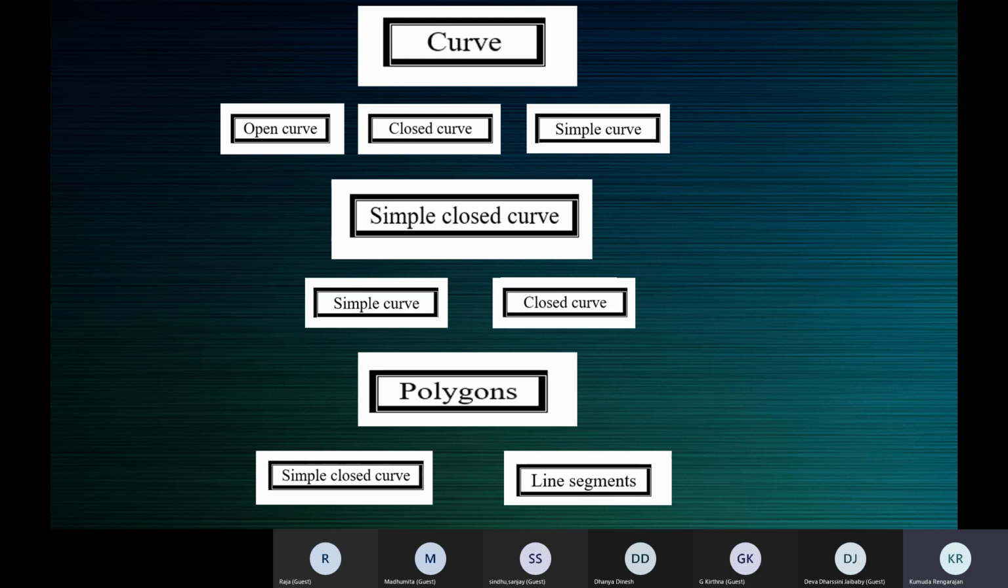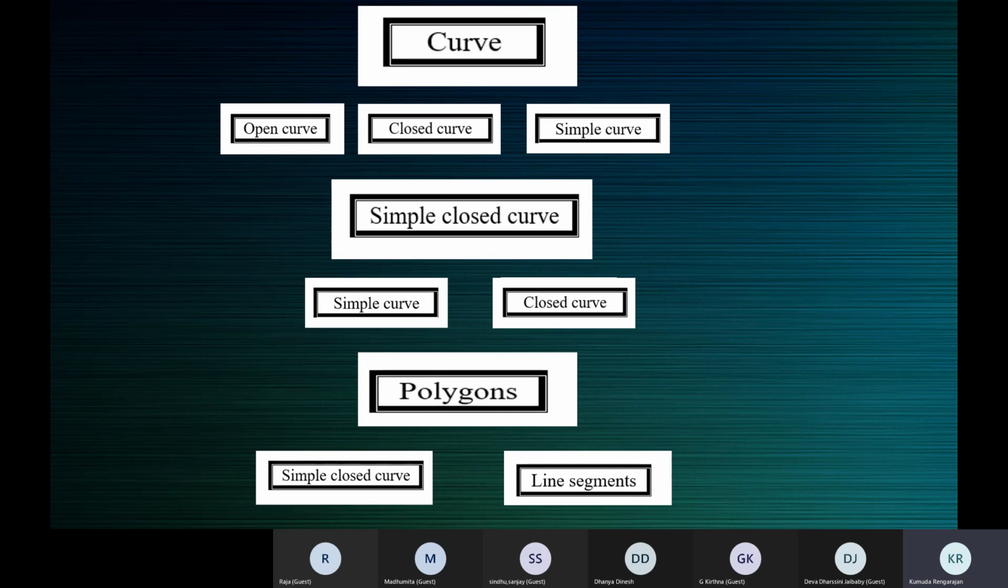Okay, what about closed curve? A curve which starts and ends at the same place. Okay, so start point is equal to end point, closed curve. Simple curve. A simple curve does not intersect itself, ma'am. Yeah, it doesn't cross over itself. Correct.